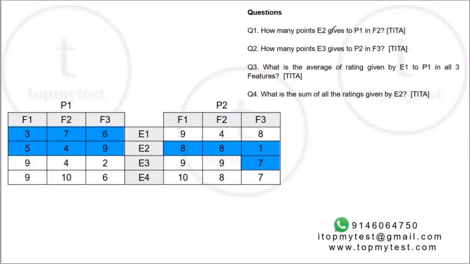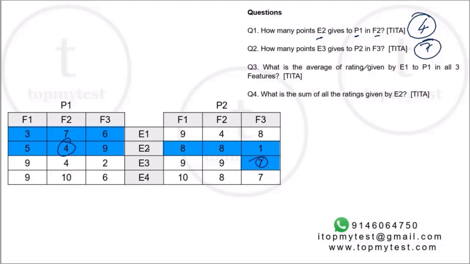Question number 1 says, how many points E2 gives P1 in F2? E2 gives P1 in F2. That's 4. Question number 2, how many points E3 gives to P2 in F3? E3 gives to P2 in F3. So 7. This is the value.